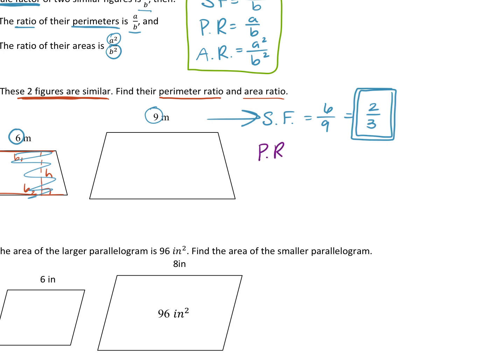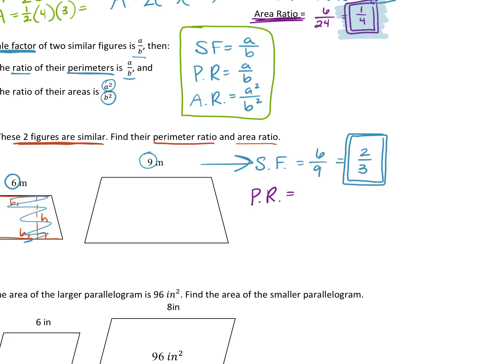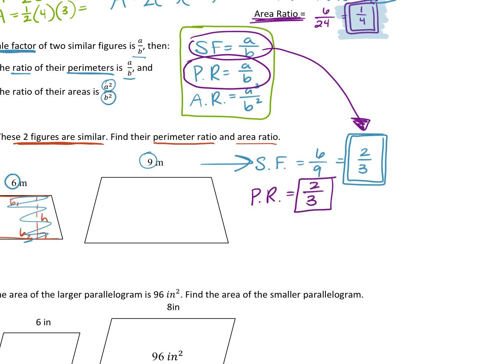The perimeter ratio. Wait, so like that one on the bottom, would it be like SF 6 over an 8? No, don't go there yet. That's a totally different type of problem. But yes, your scale factor would be 6 to 8 and you reduce it, but we're not going to go there yet. Okay, so we have our scale factor, right? This is 2 to 3. So what is the perimeter ratio? 2 to 3. Okay, once you've found your scale factor, your perimeter ratio has to be the same thing.